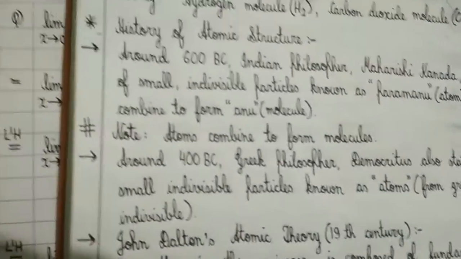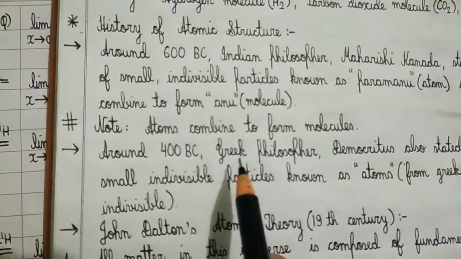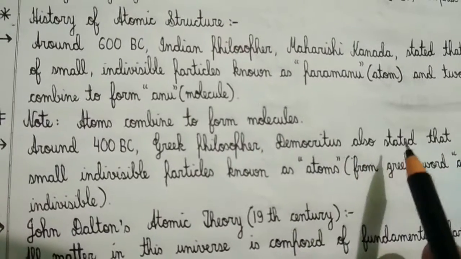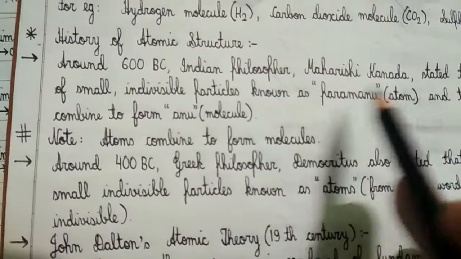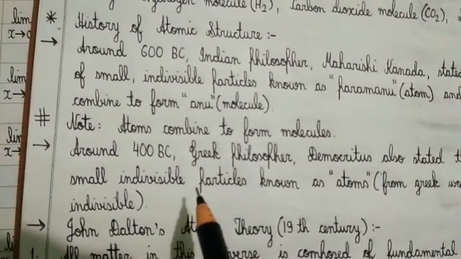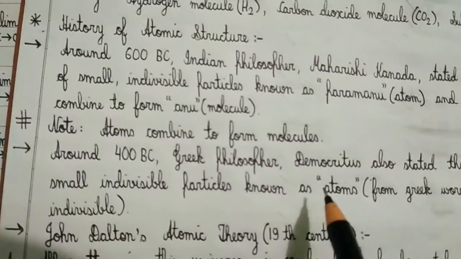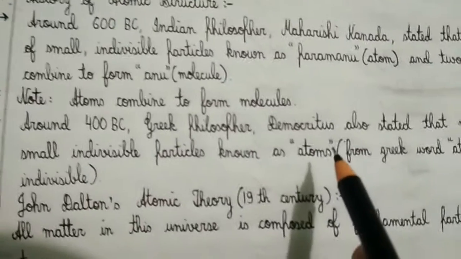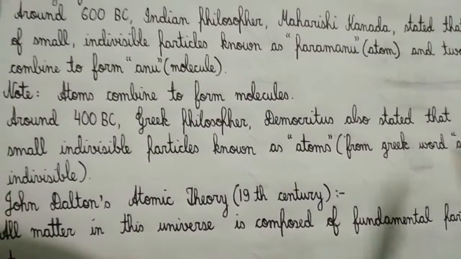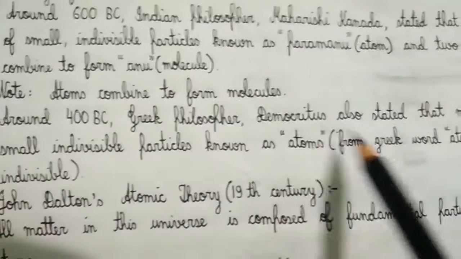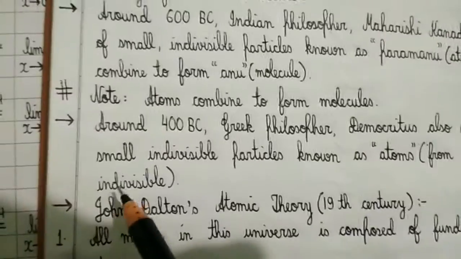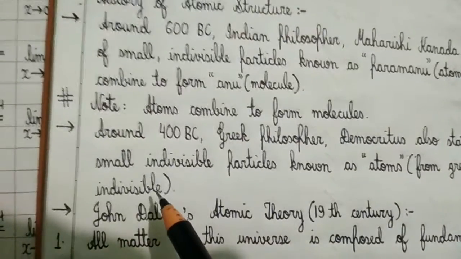Then around 400 BC, there was a Greek philosopher named Democritus, who stated the same thing as Maharishi Kanad but under a different name. He stated that matter consists of small indivisible particles, which he named atoms. So if the question is who coined the term atoms, the answer is the Greek philosopher Democritus. It comes from the Greek word atomos, which means indivisible or indestructible.